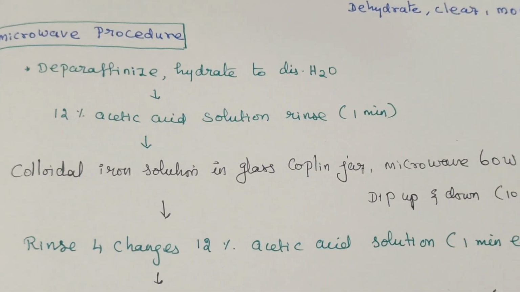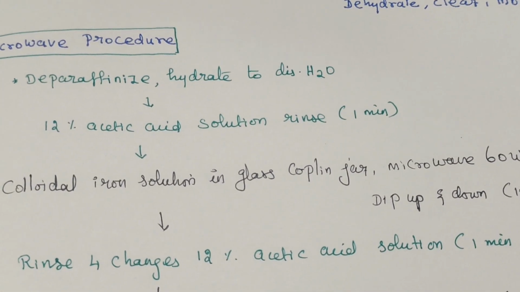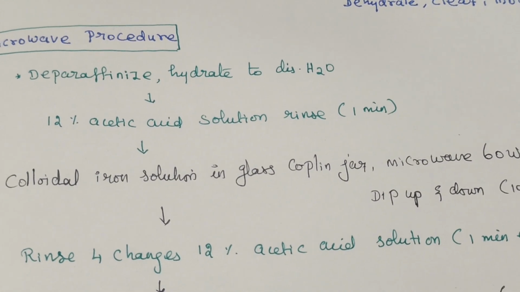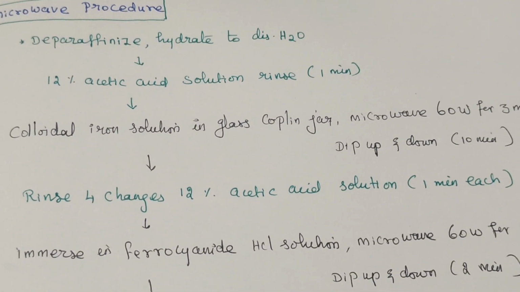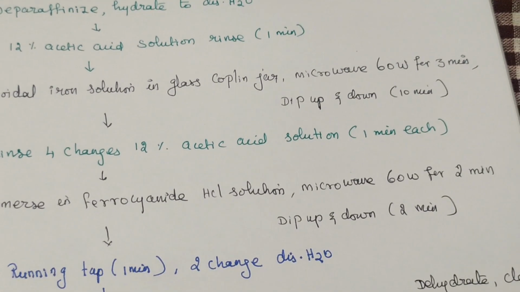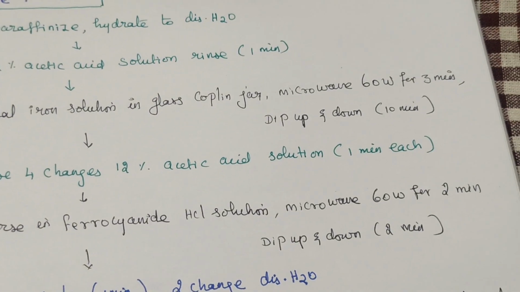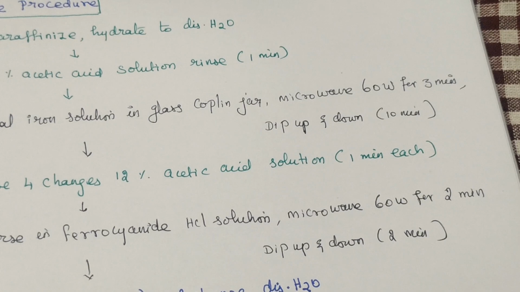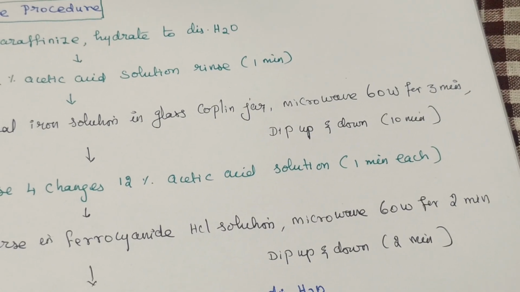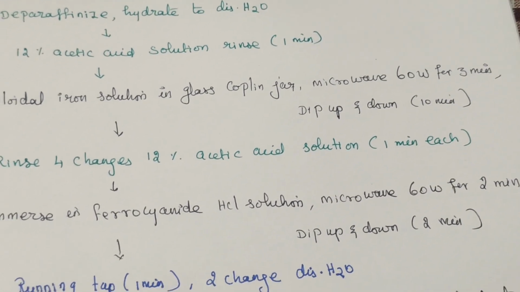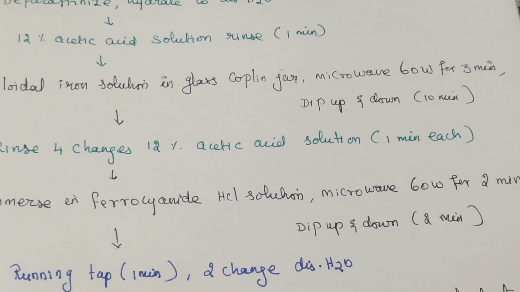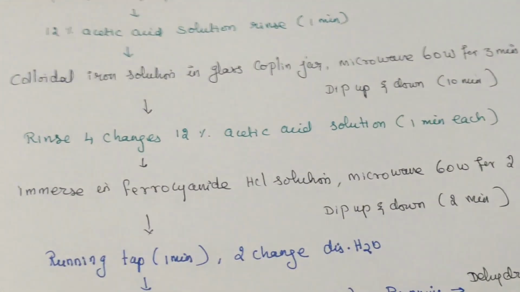In the microwave procedure, deparaffinize and hydrate the slide to distilled water, then 12% acetic acid solution, then colloidal iron solution in a glass coupling jar, microwave at 60 volts for 3 minutes, tip up and down for 10 minutes. Then rinse in 4 changes of 12% acetic acid solution for 1 minute.